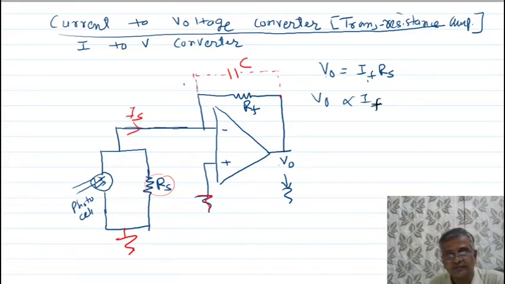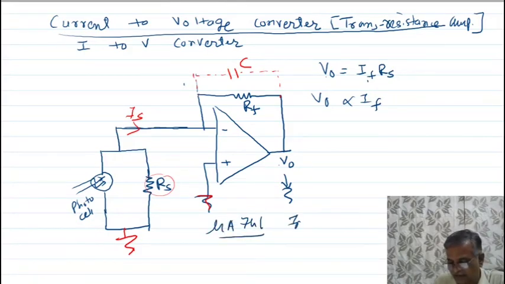Now, sir, how low a current can you measure? The lowest current that can be measured by this circuit depends on the input bias current. The input bias current of the op amp is very small, so the lowest current that can be measured depends upon its bias current. For op amp 741, IB is of the order of 3 nanoampere, so you can measure very low values of current.